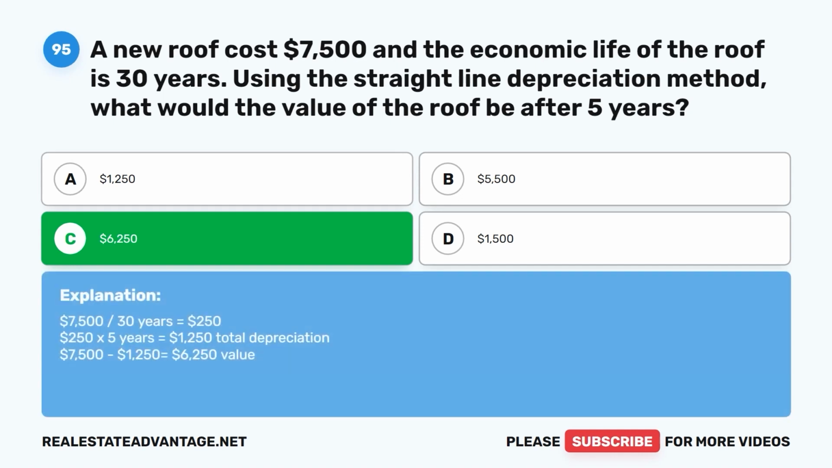$6,250. $7,500 divided by 30 years equals $250. $250 times 5 years equals $1,250 total depreciation. $7,500 minus $1,250 equals $6,250 value.